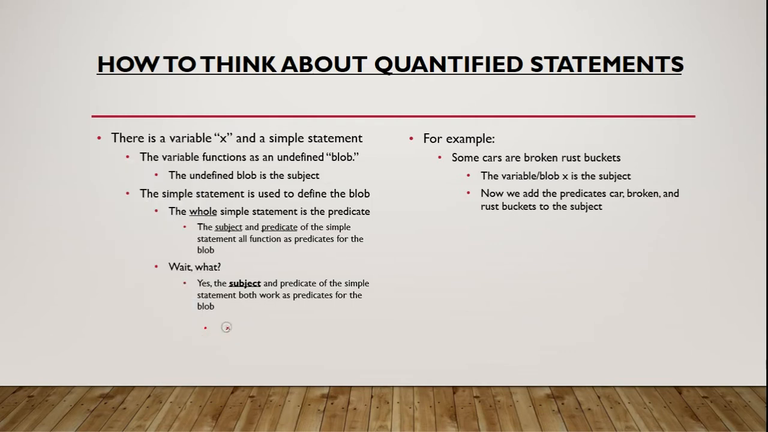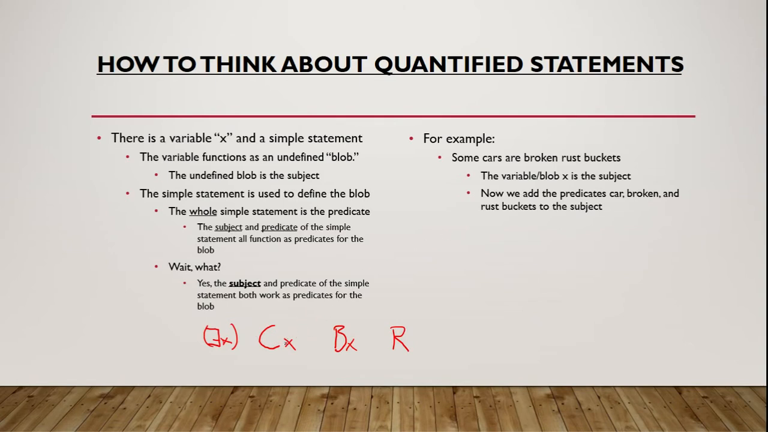In this case, this is an existential statement, so we're going to go EX, and then we need an X variable in here. Now we add the predicates car, broken, and rust bucket to the subject. So we're going to say that X is a car, that X is broken, and that X is a rust bucket. Again, we'll talk more about how to put in these operators, but I'm just going to finish this sentence out really quick so you can see the whole thing in its completion.